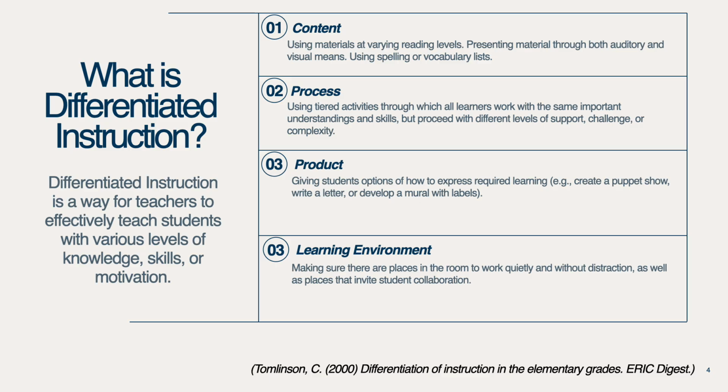The fourth area is the learning environment. And this is probably the most difficult one, to be honest, and that is making sure there are spaces in the room, places where students can work quietly and without distraction, as well as places that invite student collaboration. Because differentiated instruction can also include pairing up students into small groups, weaker students with stronger students, and giving students more exposure to people who might be able to help them learn as they go, which also, kind of as a side note, helps us teachers out. So that is what differentiated instruction is. That is the areas that differentiated instruction is used in.